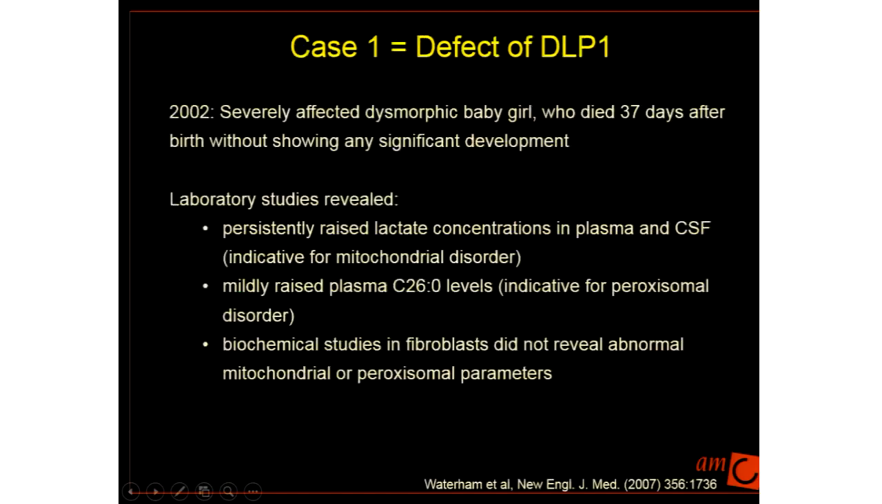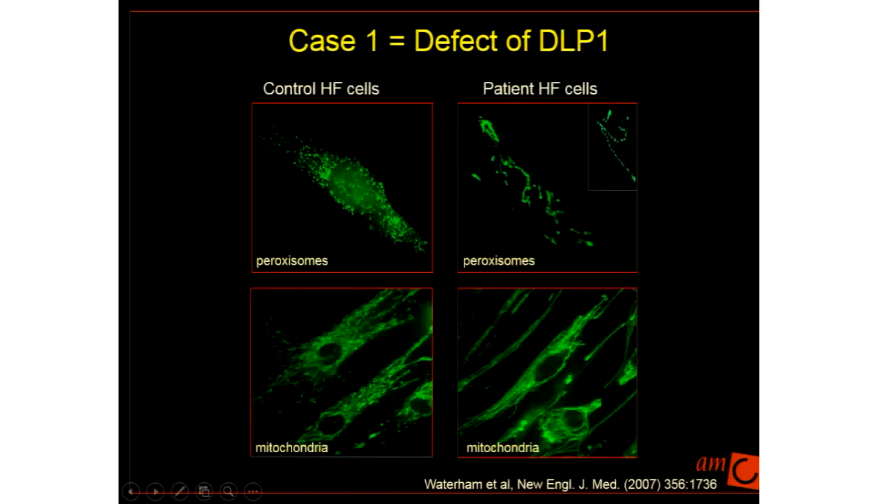So the first case was a severely affected dysmorphic baby girl who died 1 month after birth without any improvement. And what we found in the laboratory was persistently raised lactate concentrations and occasionally mildly raised very long chain fatty acid levels. So that indicated that these patients had a problem with the mitochondria as well as with the peroxisomes. However, if we then performed all these functional assays in fibroblasts, we did not reveal any abnormal mitochondrial or peroxisomal biochemical parameters. But then when we looked through the microscope, we observed that the peroxisomal phenotype in these patients was very distinct compared to the control cells.